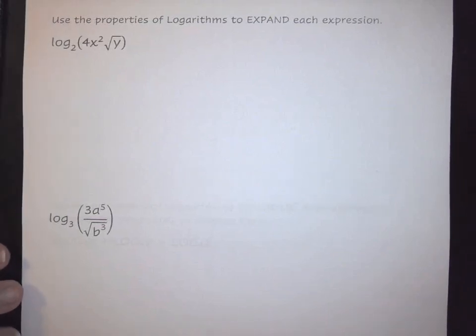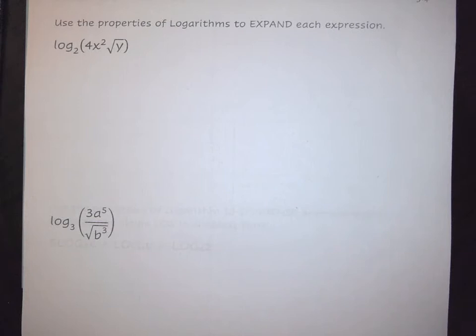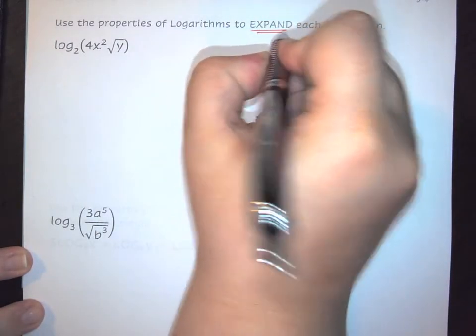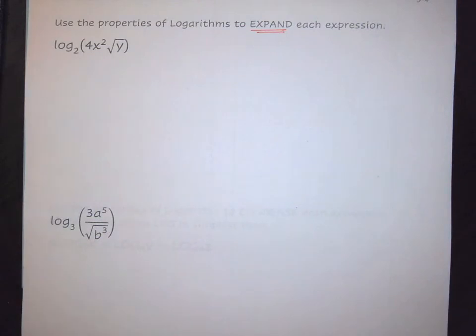This video is going to look at the different properties and applications of logarithms as a whole. The first thing we're going to look at is how to use properties of logs, so the product rule, the quotient rule, and the power rule, in order to expand. The key word for this one is expand. Expand means we're going to take something small and make it much bigger.